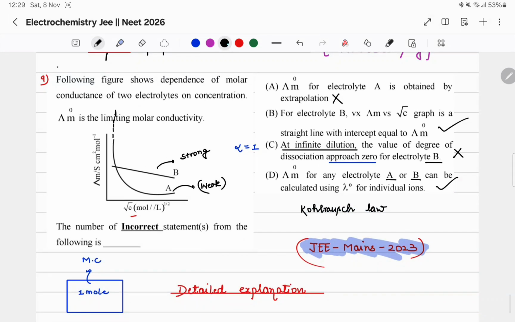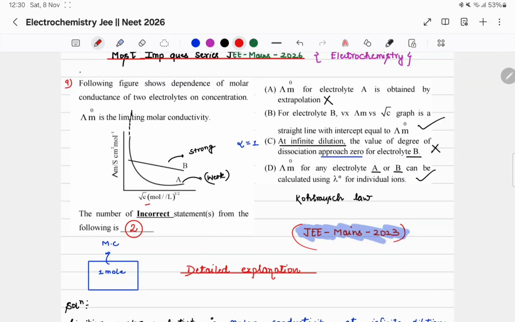So examiner was asking the number of incorrect statement. So how many are incorrect? 2 are incorrect statement. So this was all about this question. So your answer is A is wrong and C is wrong. Answer is 2.